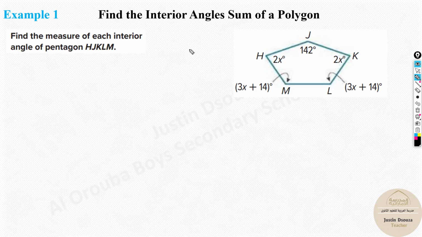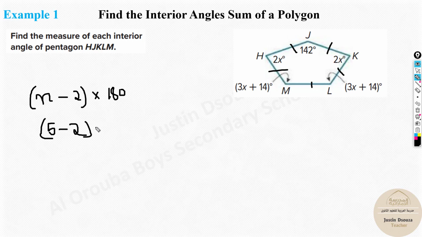So what you need to do is basically use the formula n minus 2 multiplied by 180 degrees. Here, what is n? Let's count: 1, 2, 3, 4, 5. It's 5 minus 2 times 180. That is 3 times 180. So 18 times 3 would be 60 minus 6, it's 54. So it's 540 degrees. So this is the total angle.